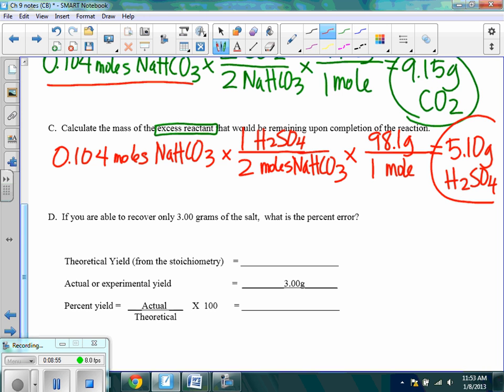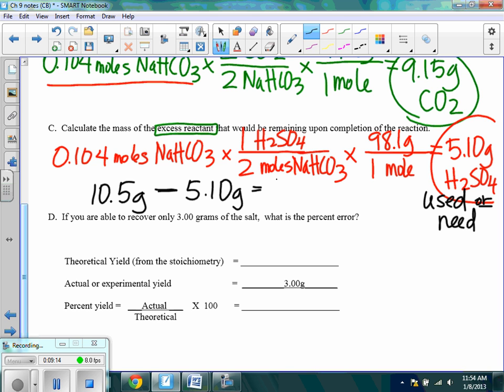Okay, now as we talked about in class today, this represents what we used or what we need to run this reaction. This is not the excess. So go in your bucket. How much do they give us? They give us 10.5 grams. I'm going to subtract what I need to run my equation, and I get 5.4 grams of excess H2SO4. So there's my answer for that.